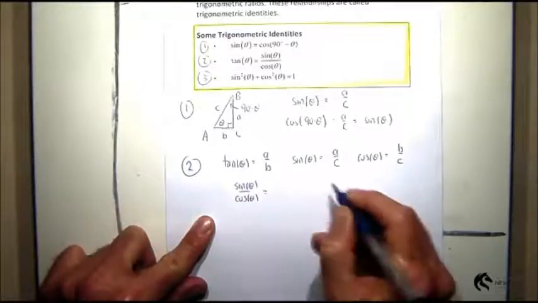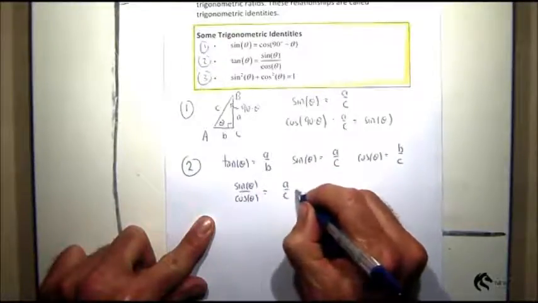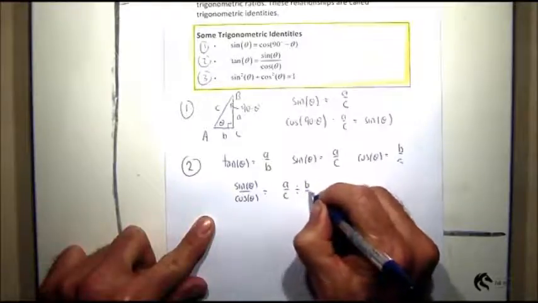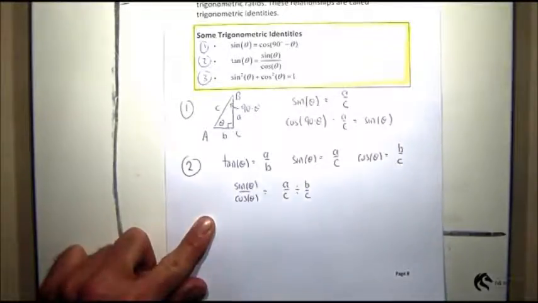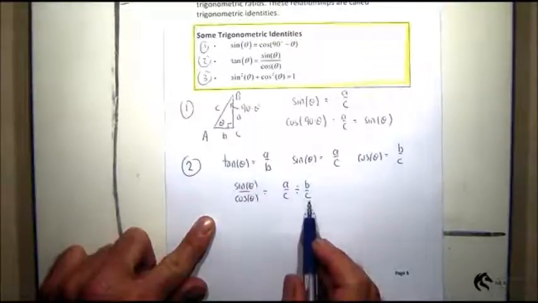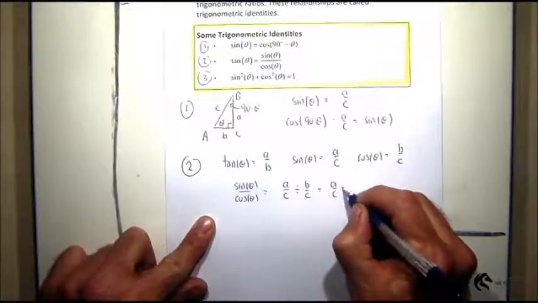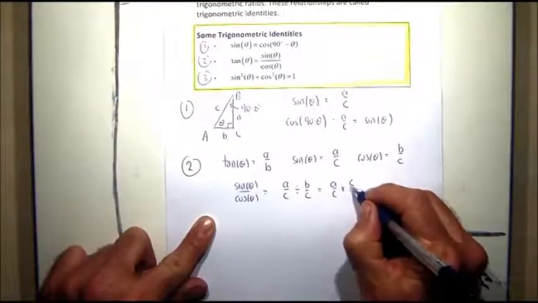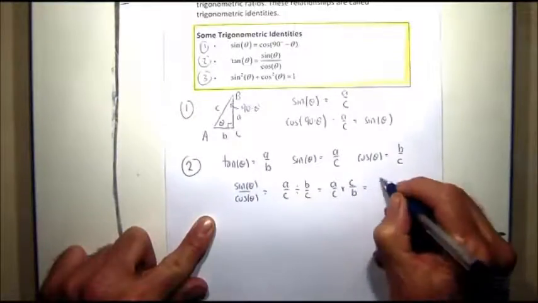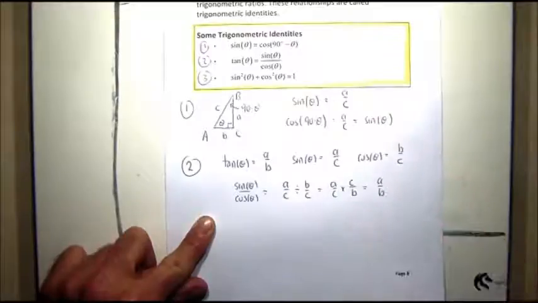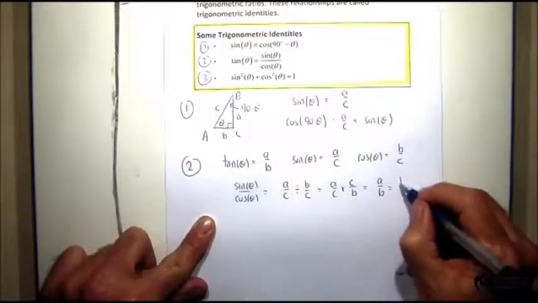And you can see that that is A over C divided by B over C. You know that when you divide by a fraction, that's equivalent to multiplying by its reciprocal. So that's A divided by C multiplied by C over B. And you can see that that is A over B, i.e. tan theta.